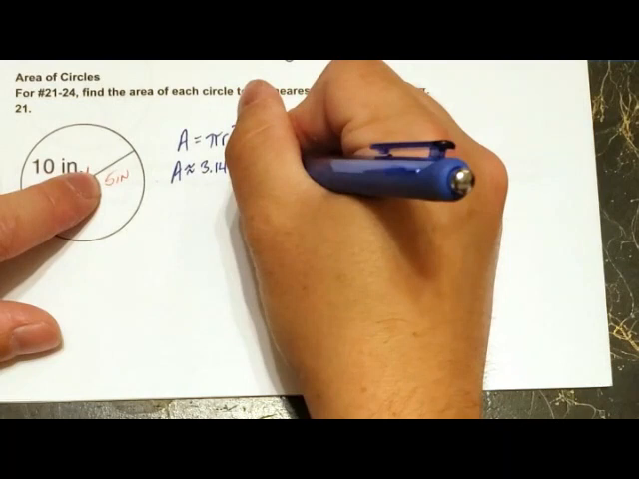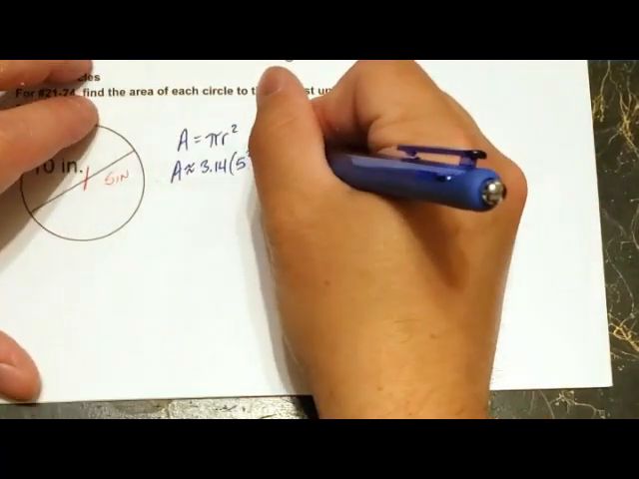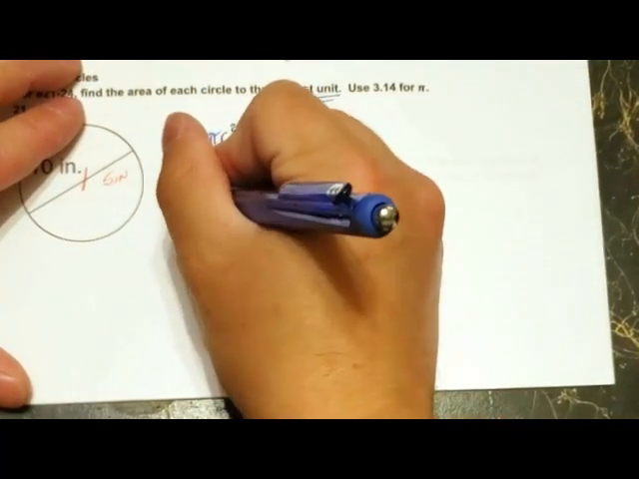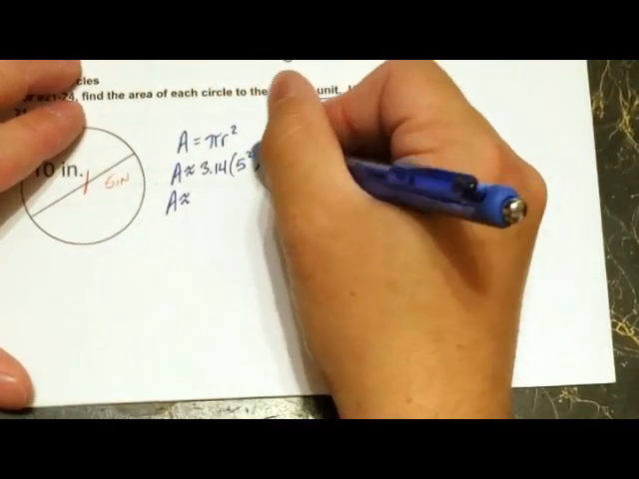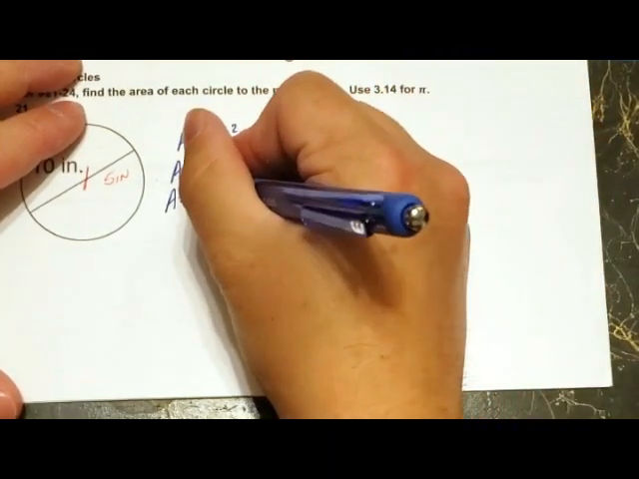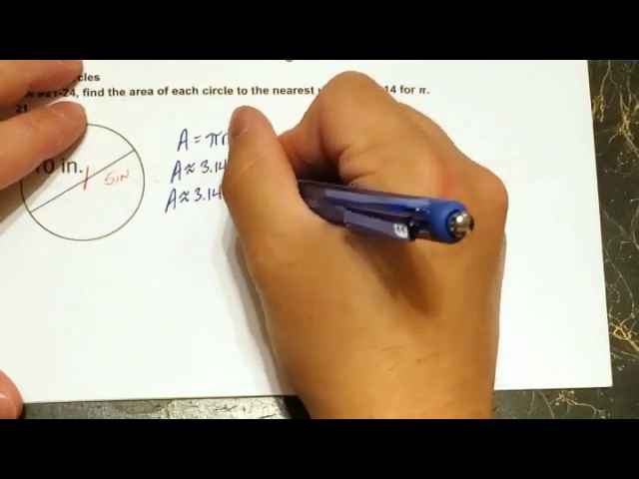Okay? So then we come over here, and we got 3.14 times the radius, 5. Well, we want the radius squared, so 5 squared. All right? And then between multiplication and exponents, you have to do exponents first. So we're going to leave the 3.14. We're going to do 5 squared is 25.